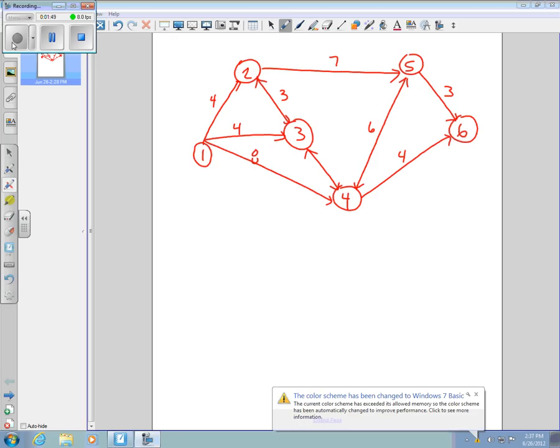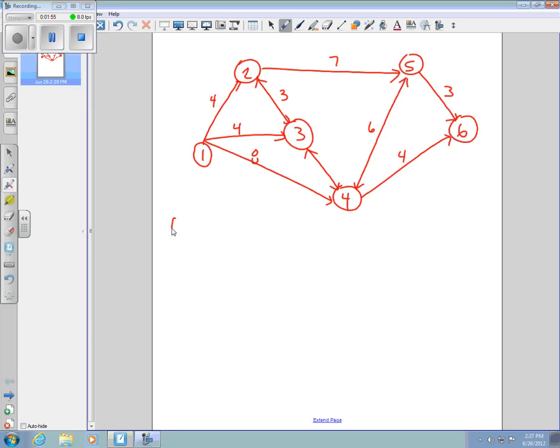And what we're going to do is pretty straightforward. We're going to want to minimize the total distance traveled, which will look like this. Minimize 4 times x12. Let's stop there and make sense of that. x12 corresponds to this path right here, going from node 1 to node 2.